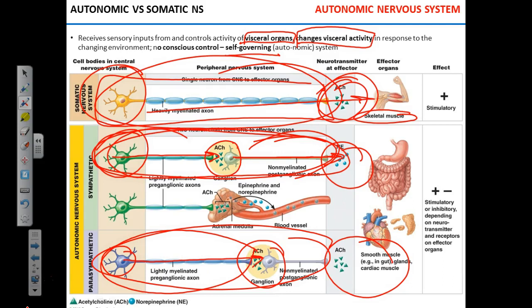Neurotransmitters. All kinds of them, we're going to talk about them. I just want to give a kind of overview, not only ACh, but also norepinephrine.